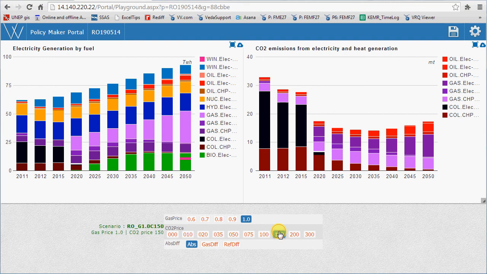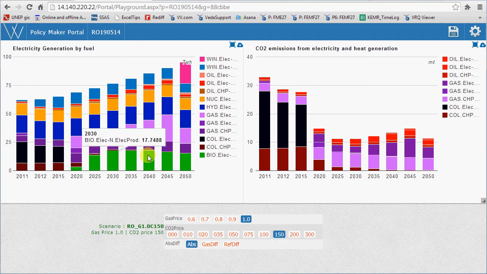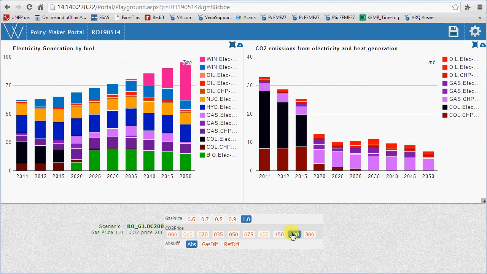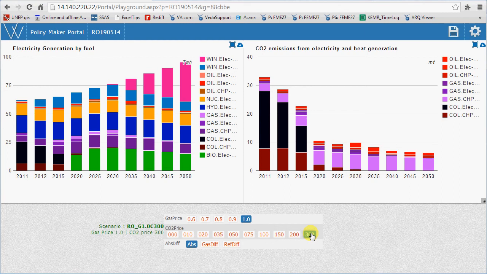At 150 bio comes, but now we have this new thing which is offshore electricity, offshore wind. And at 200 you see bio coming earlier and coal going out even earlier and offshore wind penetrating even earlier. And then at 300 you see some more of that stuff.